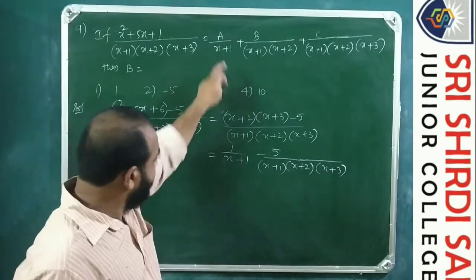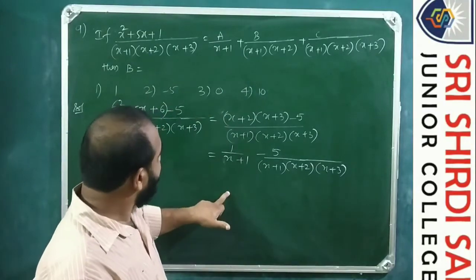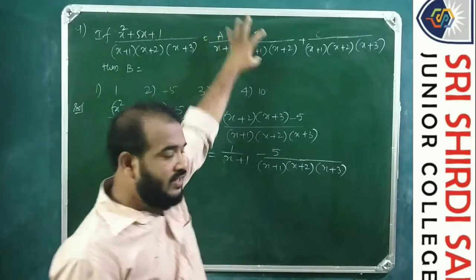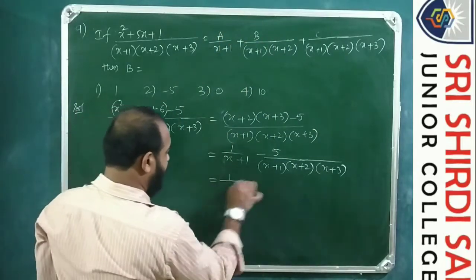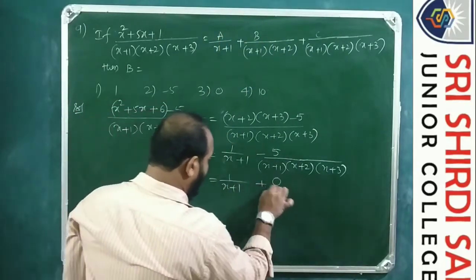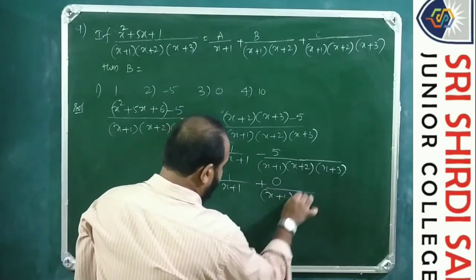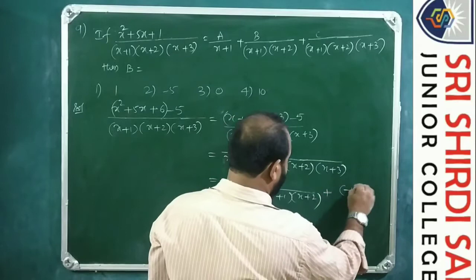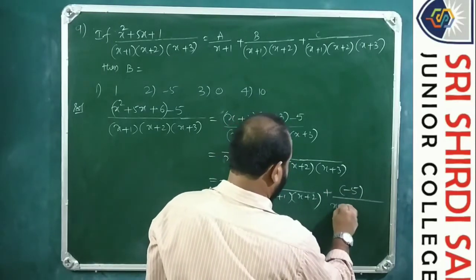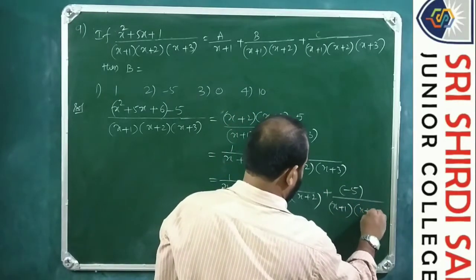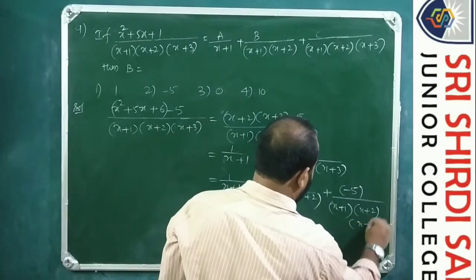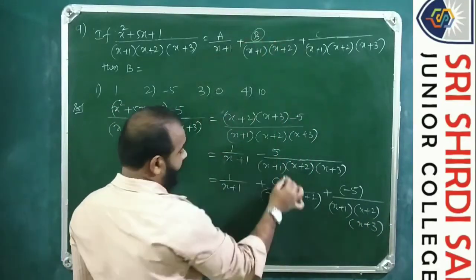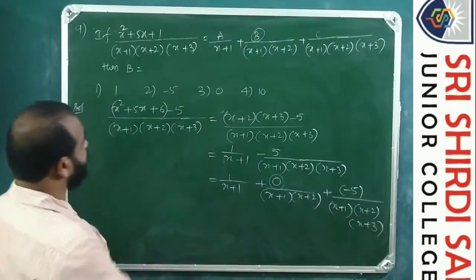If you compare this, then this term is there, the last term is there, this term is not there. So can I write it as 1 by (x plus 1) plus 0 by (x plus 1) into (x plus 2) plus minus 5 by (x plus 1) into (x plus 2) into (x plus 3). And if you compare these two, then in the place of b we see 0. So the option number 3.